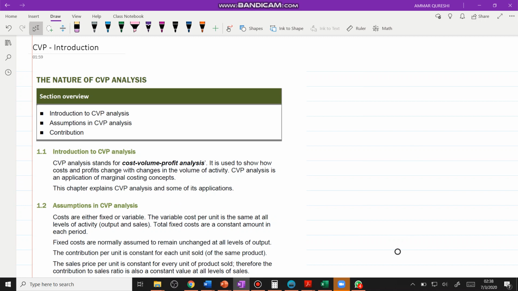What is cost volume profit? What is the concept of cost volume profit? The concept of cost volume profit is simple. It identifies the relationship of cost and profit along with the volume.